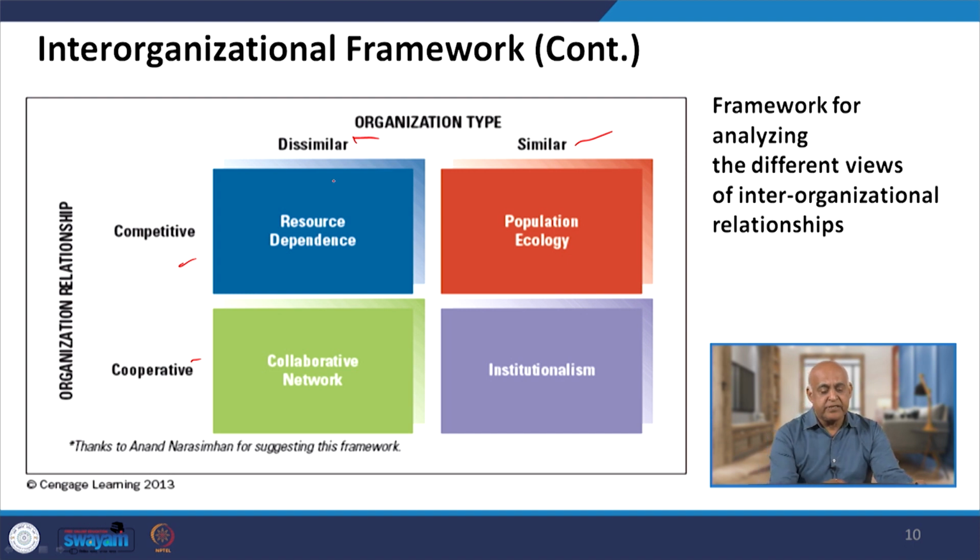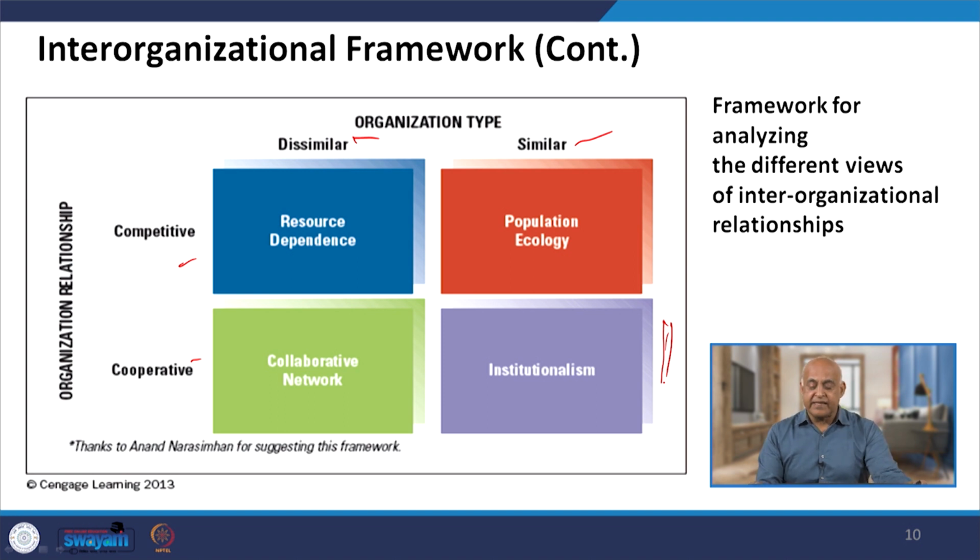If organization type is dissimilar, then the organizational relationship will be competitive, because there is resource dependency. Whenever the organization type is similar, the organizational relationship becomes population ecology. While if you are going for the cooperative, with dissimilar organizations, then there will be a cooperative strategy. So, therefore, you will find resource dependence, population ecology, collaborative network and institutionalism. Ultimately it is institutionalism which is becoming more and more important.